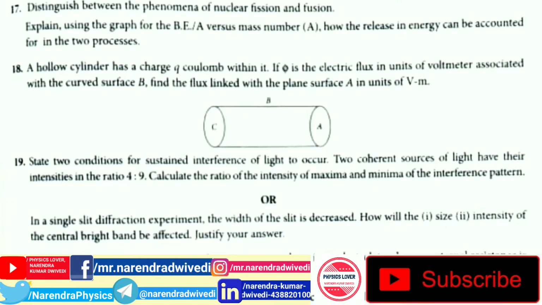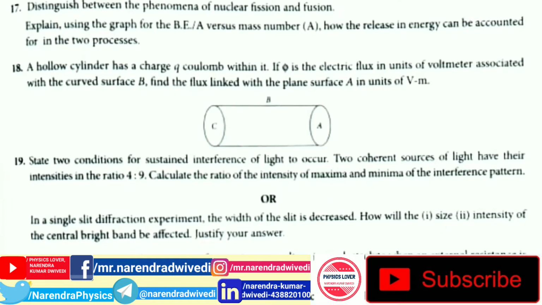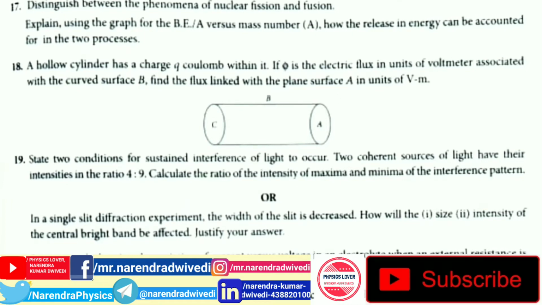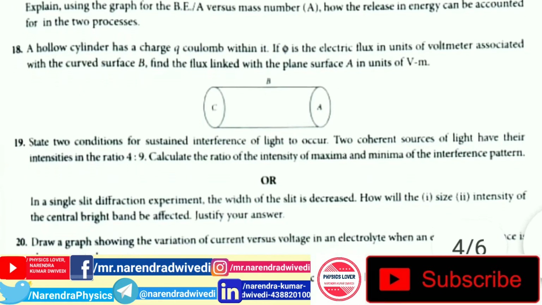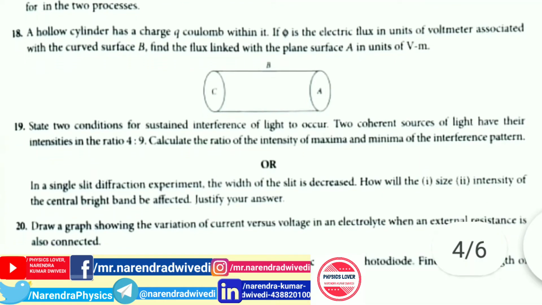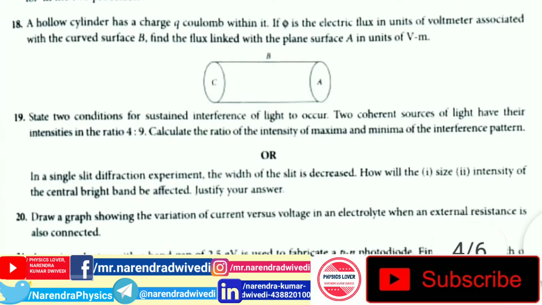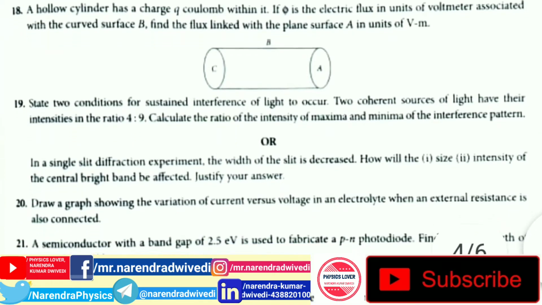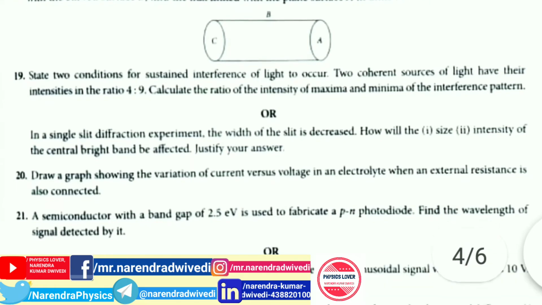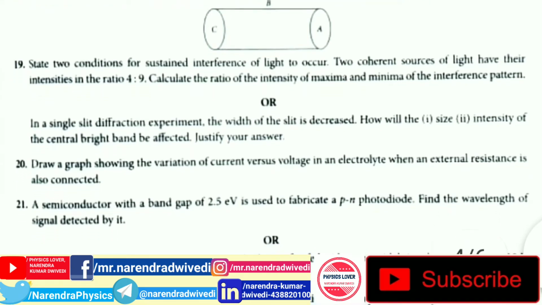Question number 18. A hollow cylinder has a charge q coulomb within it. If phi is the electric flux in units of volt-meter associated with the curved surface B, find the flux linked with the plane surface A in units of volt-meter.